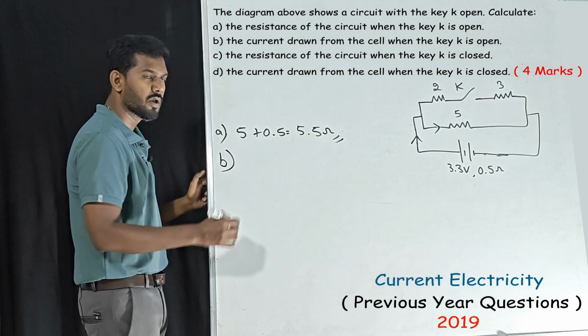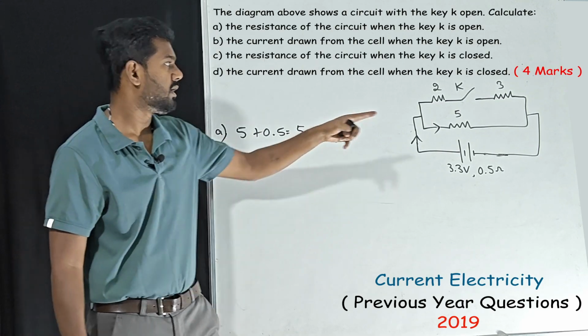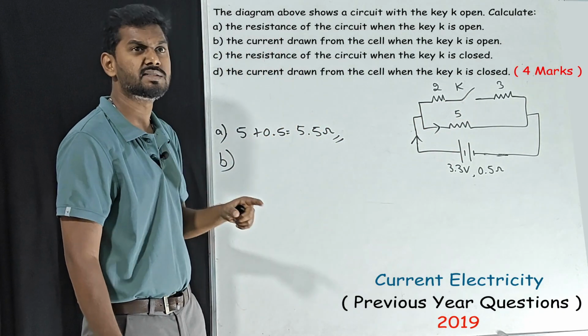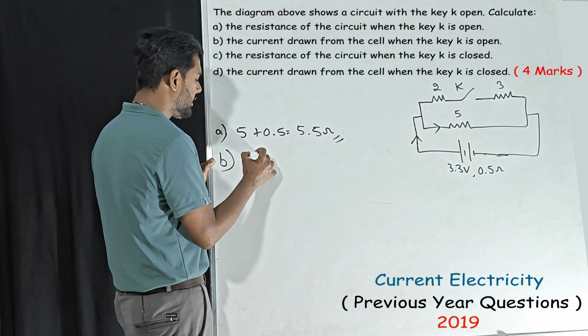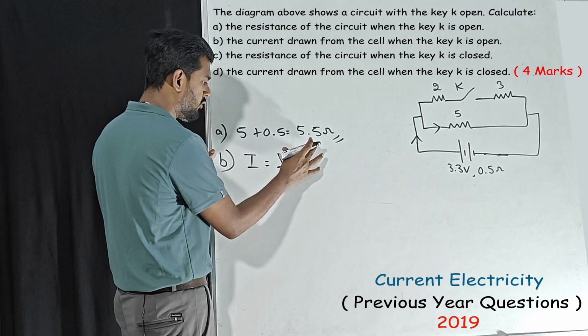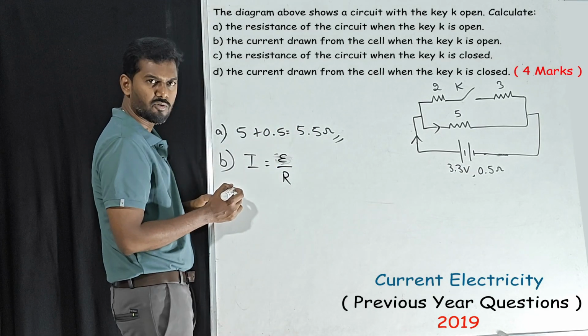Sub question B, the current drawn from the cell when the key is open. Now the key is open. What is the resistance? 5.5. In this case, what is the current? Current is equal to voltage by R. Voltage or EMF, anything is okay. EMF by R. R just now we found.